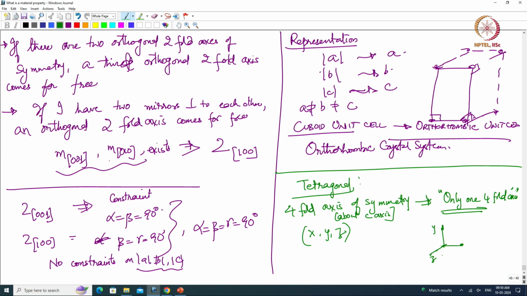So, if I have a four-fold axis of symmetry, my x, y, z sort of, x goes to the y position, y goes to minus x position, and so on and so forth. So, the a, b, c coordinates will then be minus y, x, and z, z does not transform, right.